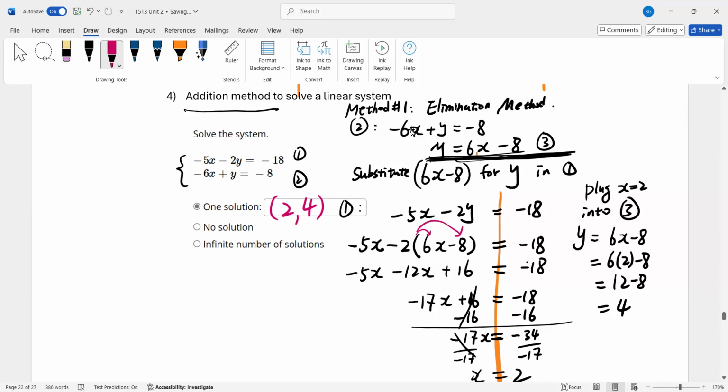So the first method I used is the substitution method, okay? Sorry about that. Substitution method, I think that's the name. And the second method, I'm going to use the addition method.